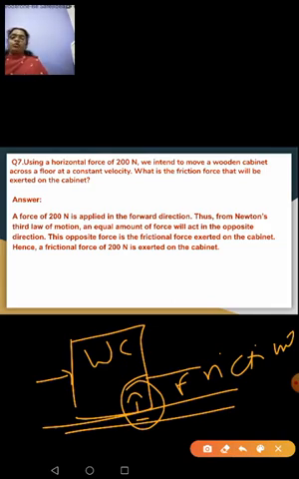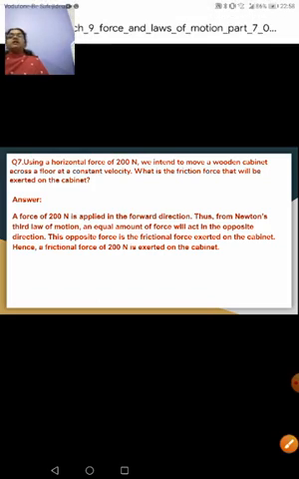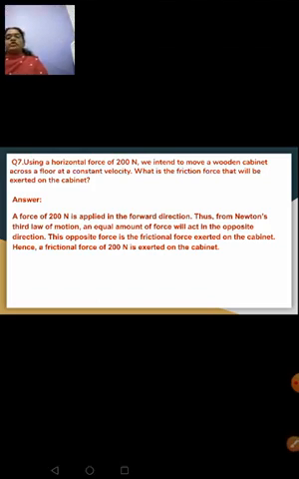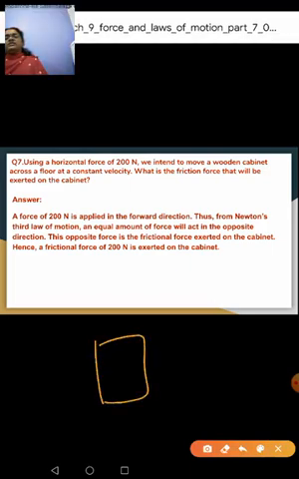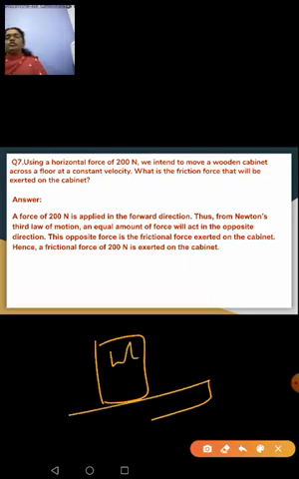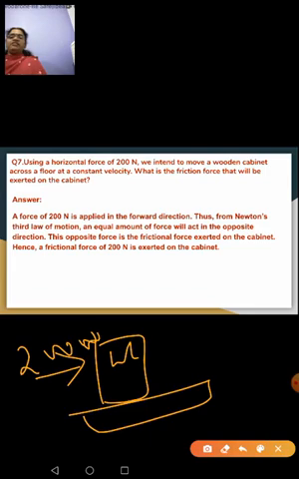Clear to you? So, the wooden cabinet is here, it's on the floor, you are pushing it this way, and this is the force that you offer, that is 200 Newton. It is applied in the forward direction. From Newton's third law of motion, every action has an equal and opposite reaction. So when you apply a force, an equal amount of force will act from the opposite direction also. So what is the opposite force that is acting here?